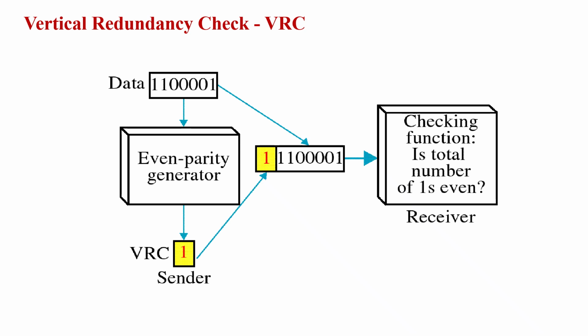VRC is effective in detecting single bit errors, ensuring that even small transmission faults are caught. However, it can only detect burst errors if the total number of bits changed is odd. If an even number of bits are corrupted, the error may go undetected. Thus, while VRC is simple and efficient for small data units, it is not suitable for detecting multiple or complex errors in large transmissions.